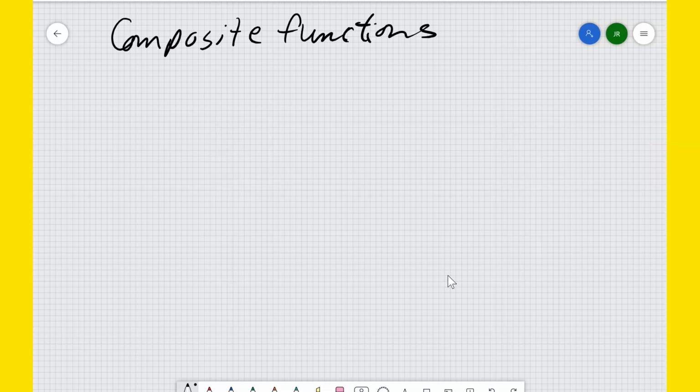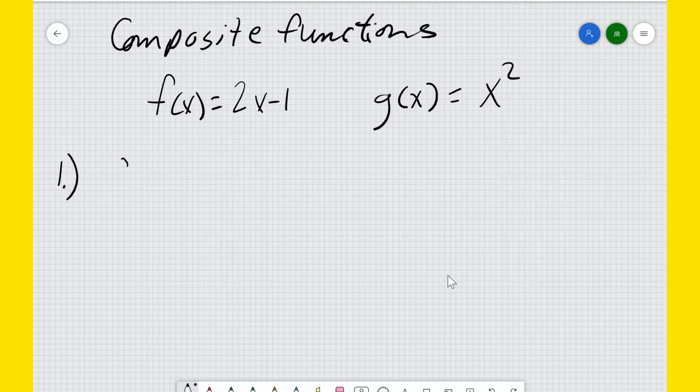So let's say you have f of x equals 2x minus 1 and g of x is, let's say, x squared. Here's what it could look like: f of g of x.